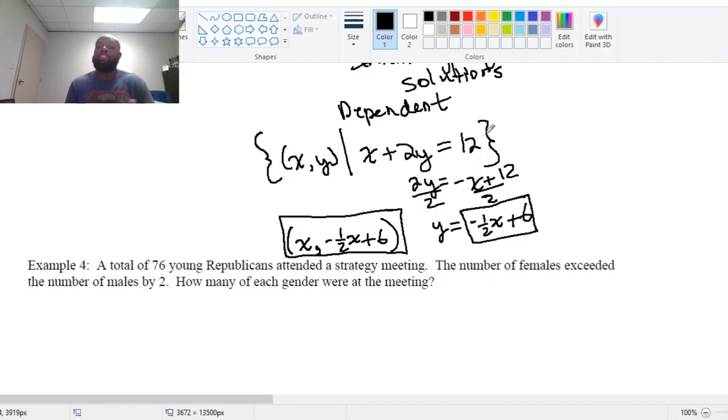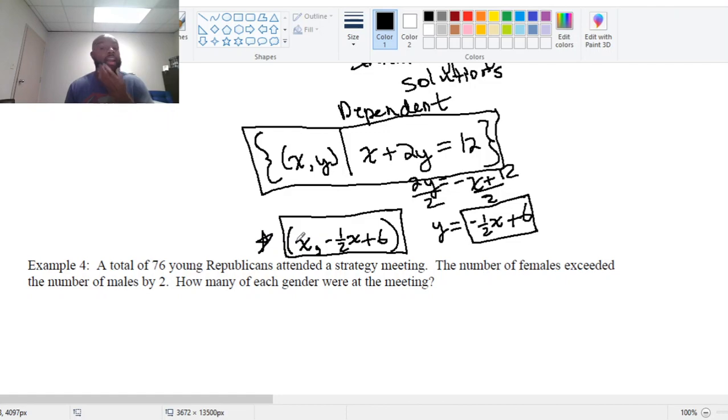Alternatively, you have to graph this line in order to get all of your solutions. So sometimes you'll see your solution written this way, and sometimes you'll see your solution written this way. All right.